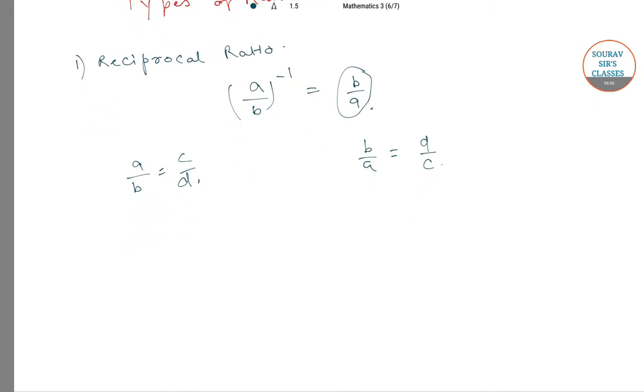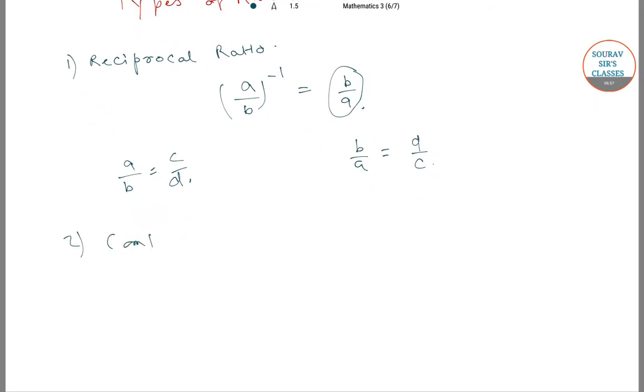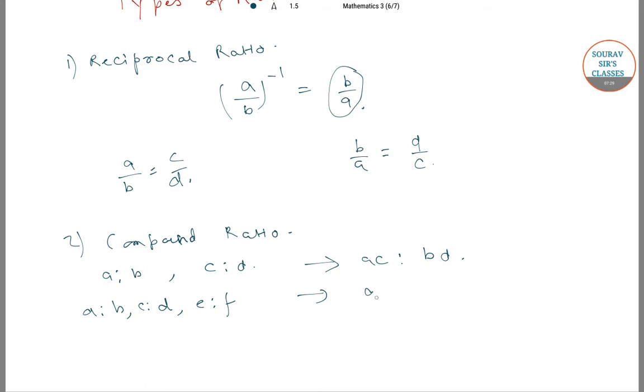That is, B by A is equals to D by C. Next is compound ratio. Now, if A is to B and C is to D are two ratios, then their compound ratio is given by AC is to BD. So it is their compound ratio. Similarly, the compound ratio of A is to B, C is to D, and E is to F is ACE is to BDF.